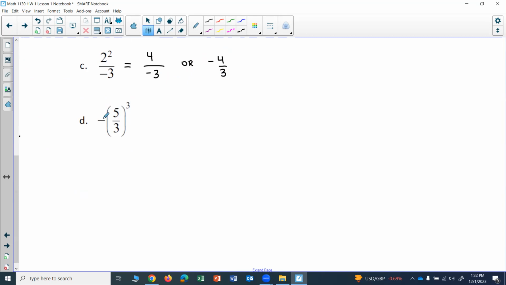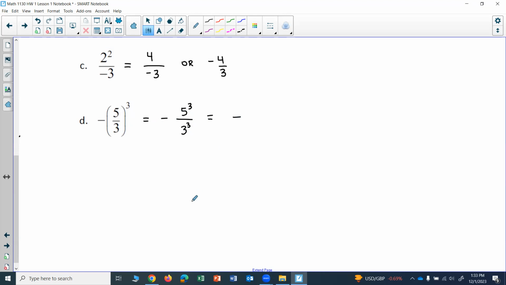All right, and the next one is a negative and then parentheses 5/3 to the 3rd power. So that negative is out front. It's not included in the part that's being raised to the 3rd power. And I'm going to use the quotient rule, quotient to a power. So that would give me 5 to the 3rd power over 3 to the 3rd power. That power of 3 applies both to the numerator and the denominator. So that negative is out front.